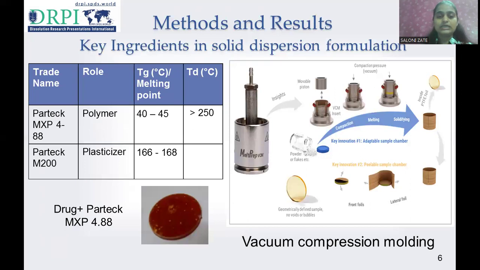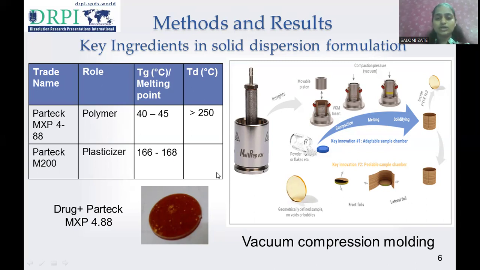Methods and result. Key ingredients used in solid dispersion are two excipients, which are Patrick's MXP488, which is used as a polymer, having melting point 40 to 45 degrees Celsius and degradation temperature more than 25 to 50 degrees Celsius. Partex M200, that's a plasticizer, having melting point 166 to 168 degrees Celsius.